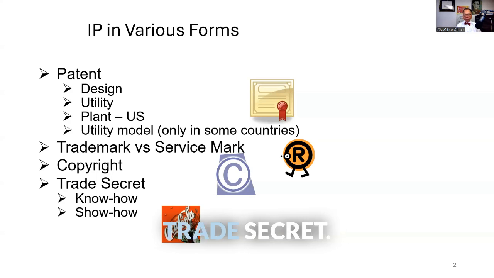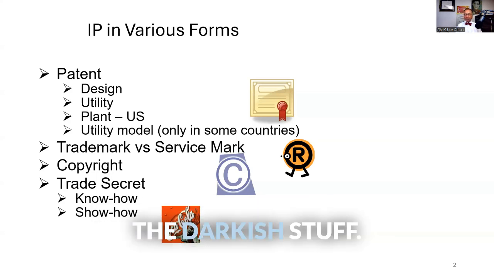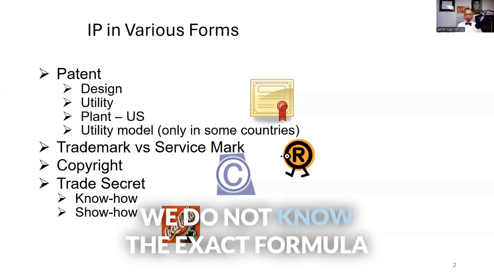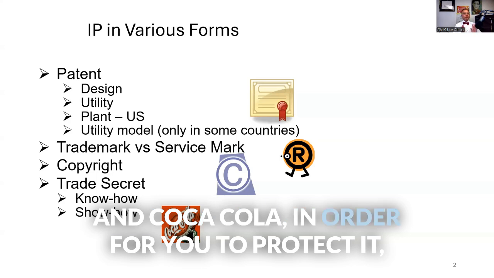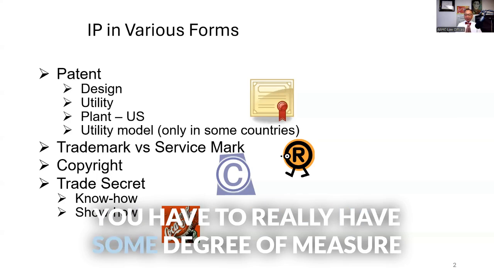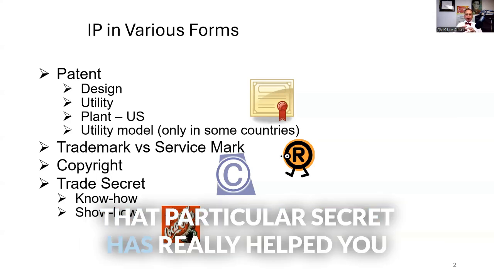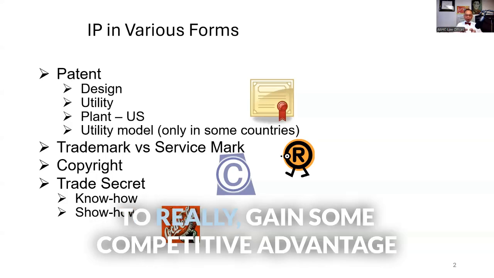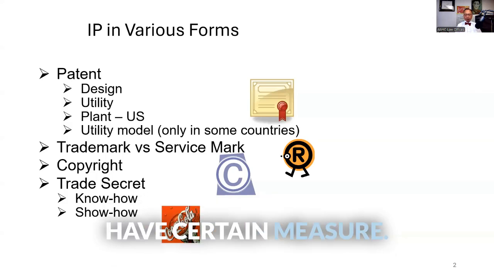Trade secret, Coca-Cola again. What are we drinking? The darkish stuff. We do not know the exact formula of Coca-Cola. In order for you to protect it, you have to have some degree of measure. That particular secret helps you gain some competitive advantage in the business sense, and then you have to have certain measures.